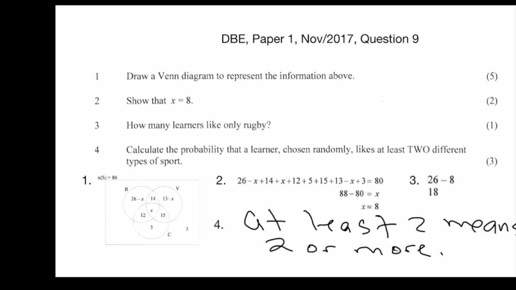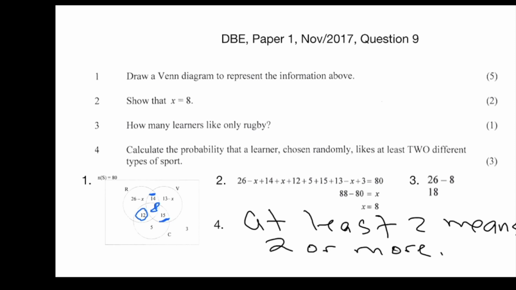So for 2 or more sports, this is what you need to look at. These 12 people here like 2 sports, rugby and chess. These 15 here like 2, which is volleyball and chess. And the 14 there like 2, which is rugby and volleyball. And the X here, we now know that X is equal to 8. So those 8 also like all 3.